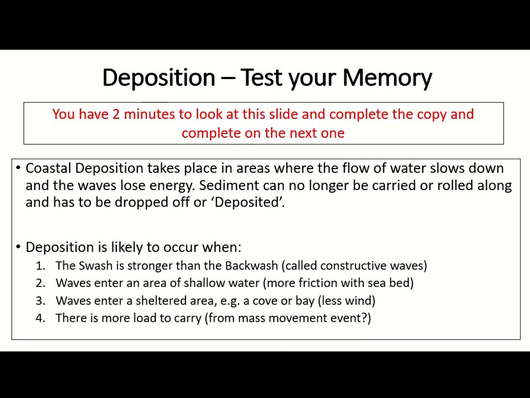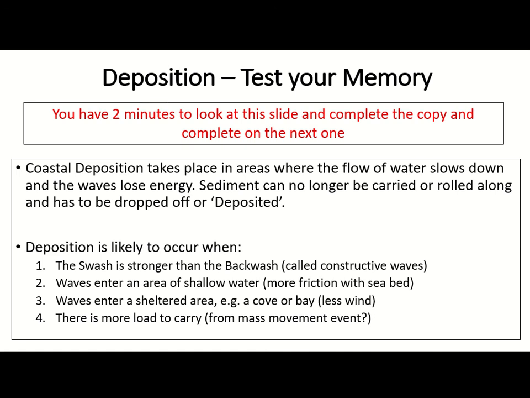And then lastly, the other reason that you might get sediment being dropped off is if there's too much sediment for the waves to carry. So the load is too heavy, and that tends to happen if you've got a mass movement event that deposits loads of sediment into the sea, which means it can't carry it anymore. It doesn't matter how big the waves are, some of it is going to get deposited.